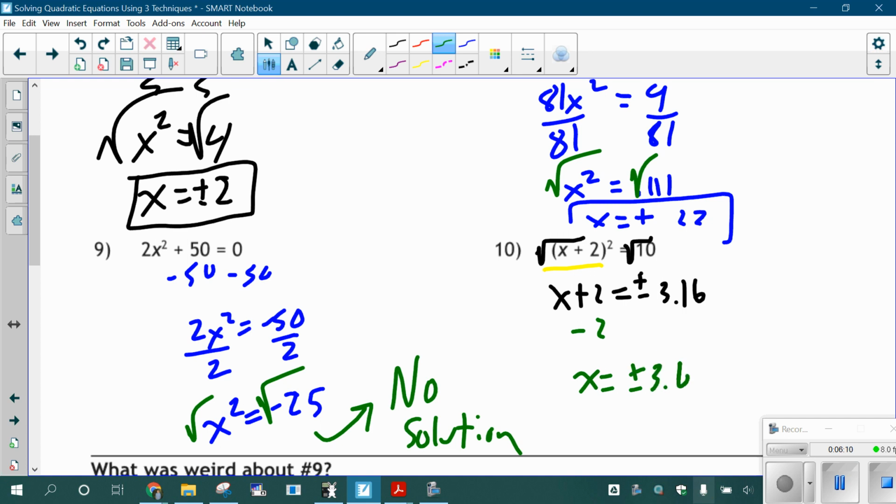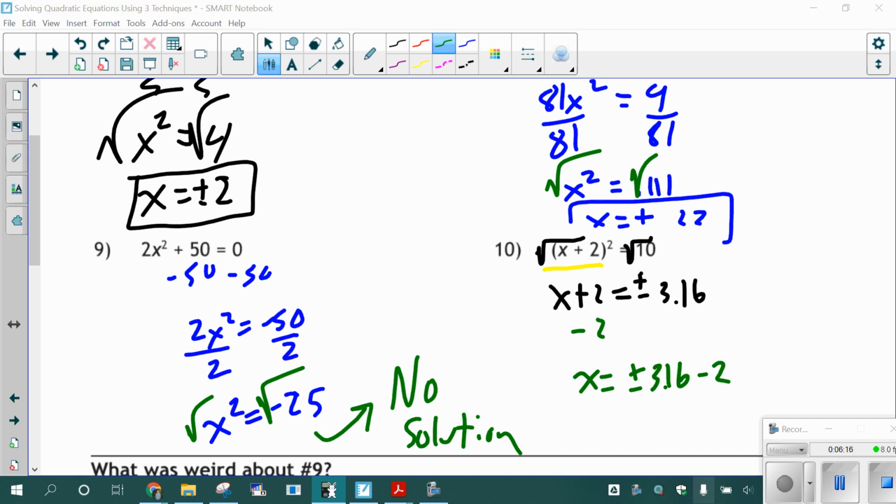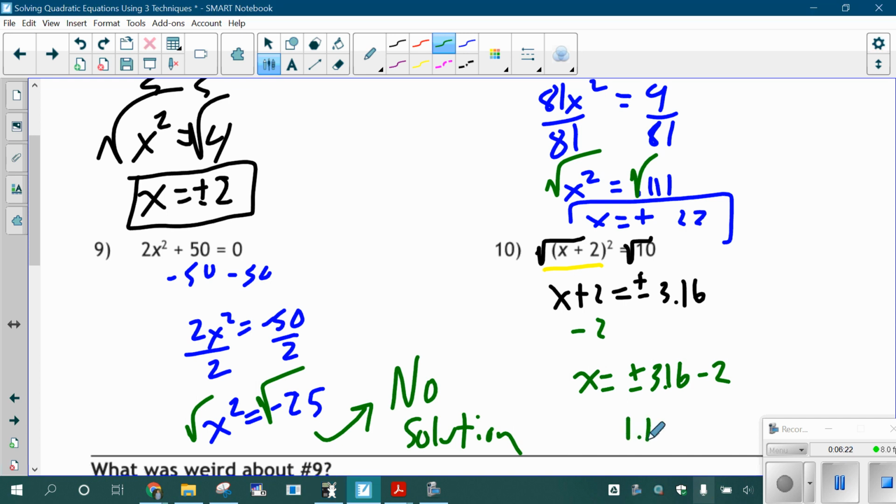3.16 minus 2. I have to go to my calculator and type 3.16 minus 2 to get one answer. And I have to do negative 3.16 minus 2 to get the other answer. Okay, so we really need to actually go through the process and remember that plus or minus means one's positive, one's negative. And here are our 2 solutions.